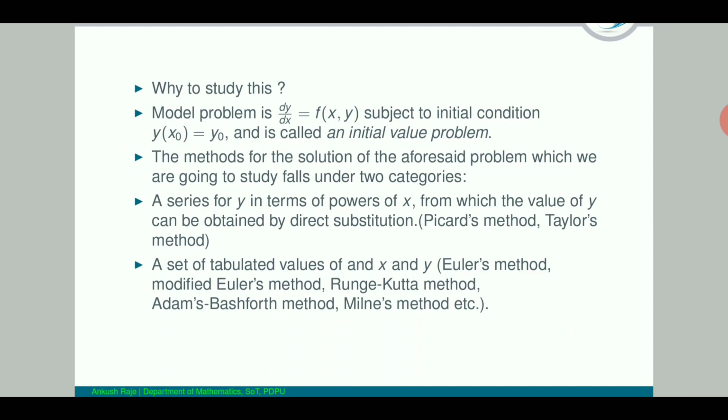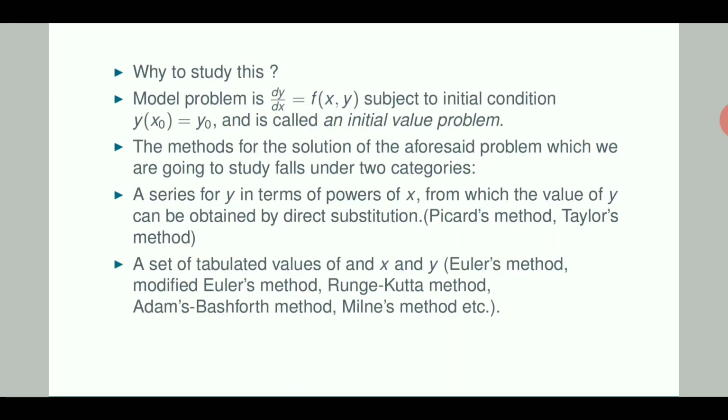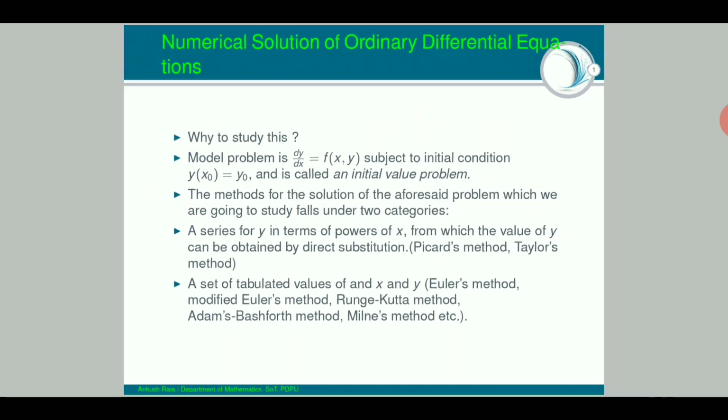Out of these, in the last video conferencing session on Zoom, we saw Euler's method and modified Euler's method. We saw how these two methods work, the difference between them, and one example of each. In today's class, the main purpose is to study the next method in the list, which is the Runge-Kutta method. So let us move towards the Runge-Kutta method.